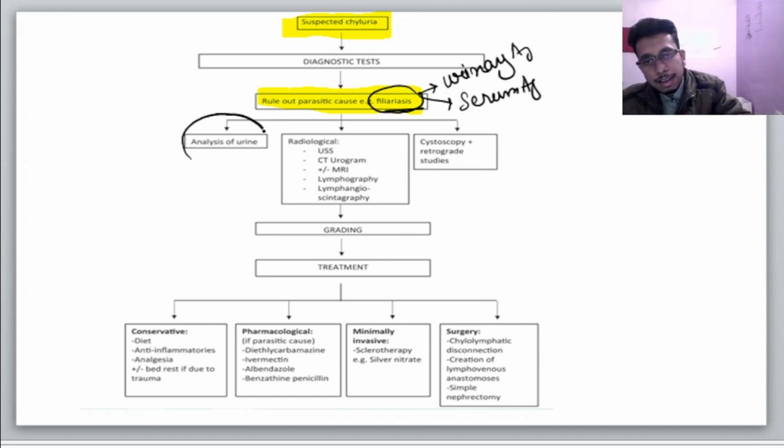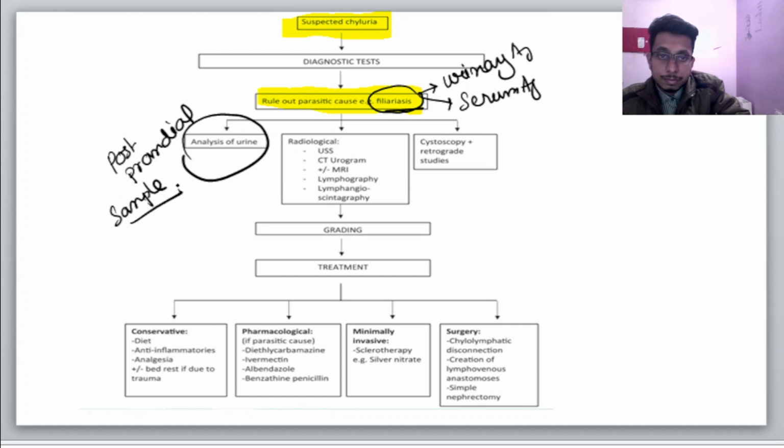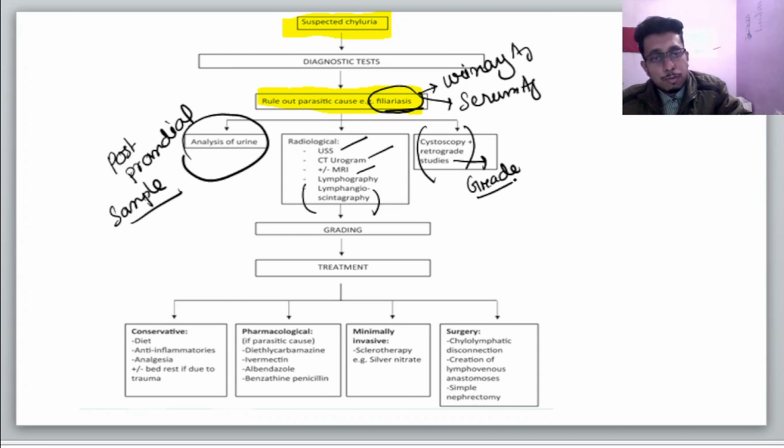Also, we should do side-by-side urinalysis, and for urinalysis, a postprandial sample is prepared. Radiological studies are ultrasound, cytogram, MRI, lymphangiography or lymphangioscintigraphy to delineate the proper region of blockage. Cystoscopy plus retrograde studies for grading properly to see how many calyces are involved, whether ureter is involved or not. Then we go for the grading. Based on the grading and severity, we check for the treatment.